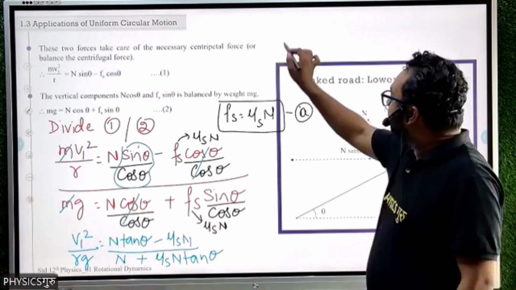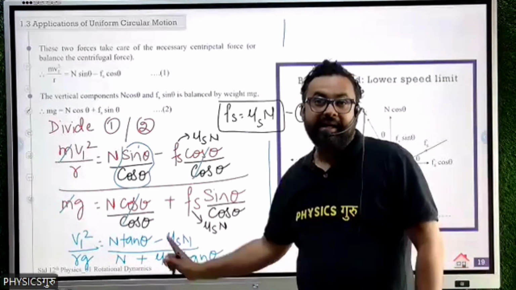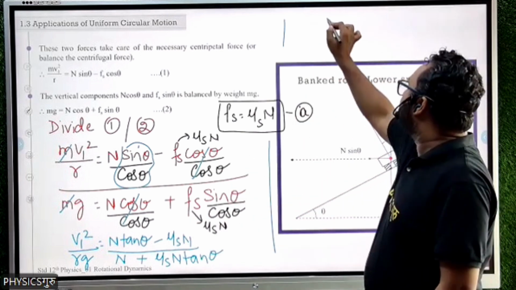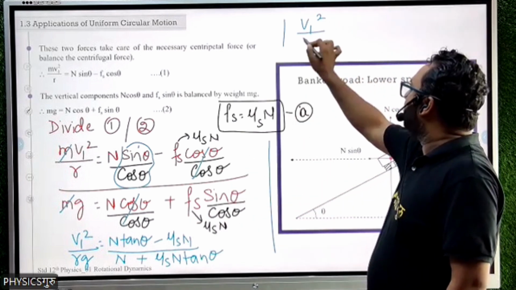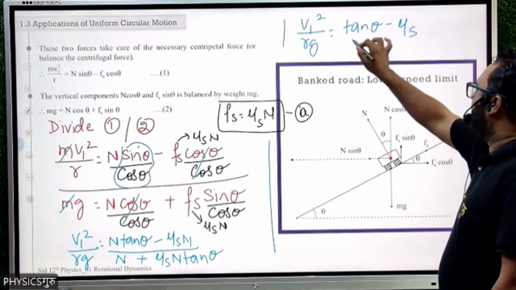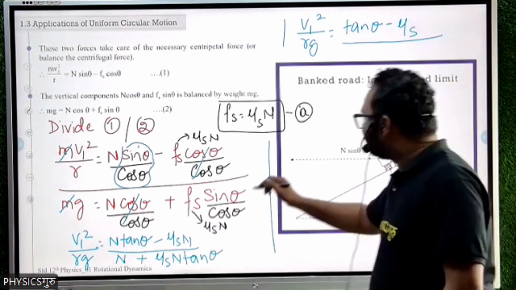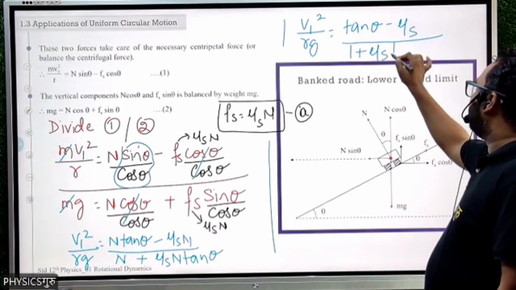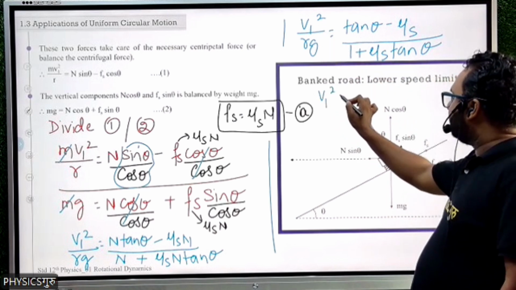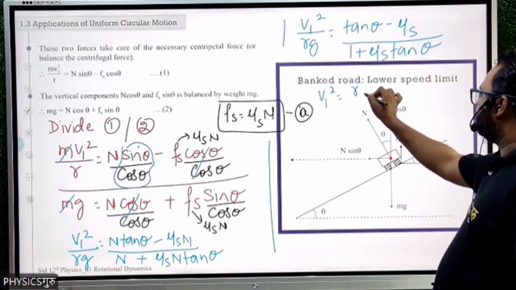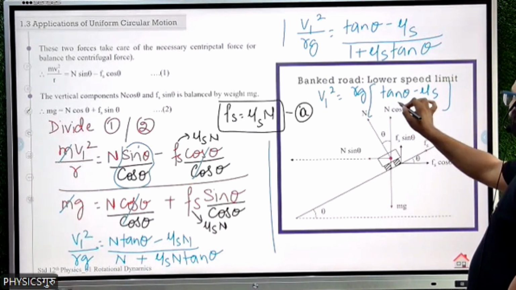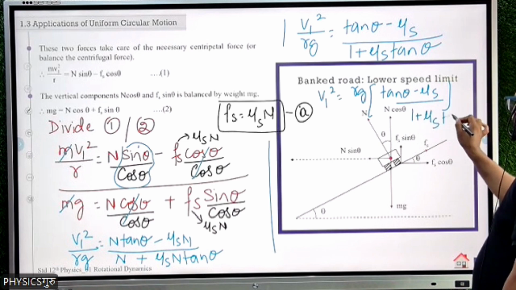Now from this step, you can take N as common, and N will get cancelled out. So we have tan theta minus mu s. So v1 square over rg can be written as tan theta minus mu s upon 1 plus mu s tan theta. So v1 square can be written as rg, you need to cross multiply, so it is rg within a bracket, tan theta minus mu s over 1 plus mu s tan theta.